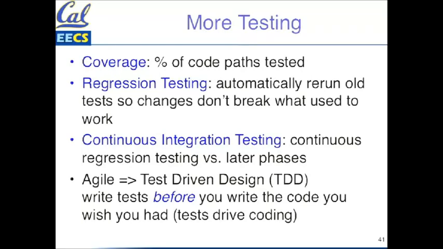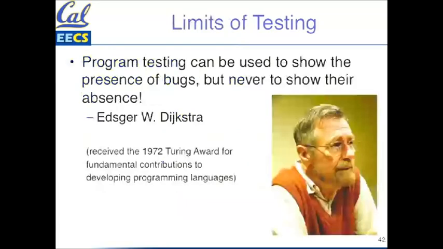But there's limits to testing. This is our next Turing Award winner, Edsger Dijkstra. He's kind of an ornery guy, but maybe because he's ornery, he has very pithy sayings. He says, program testing can be used to show the presence of bugs, but never to show their absence. All right? You can find bugs, but you can't prove they're not there with testing.